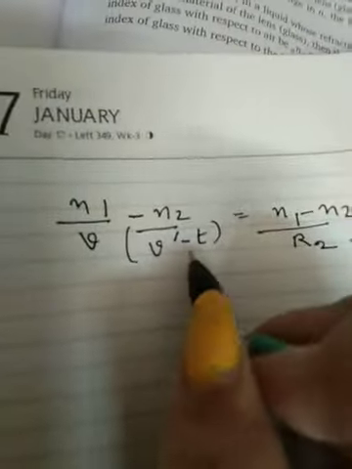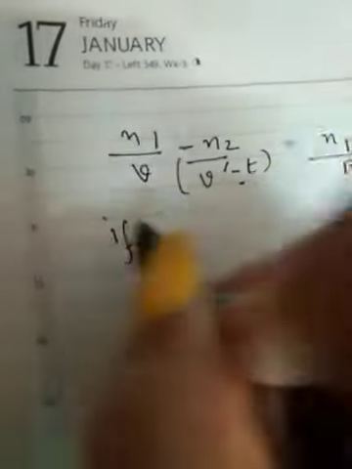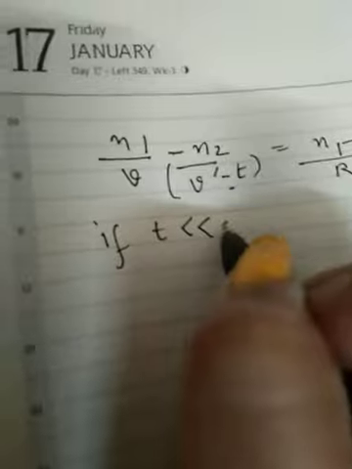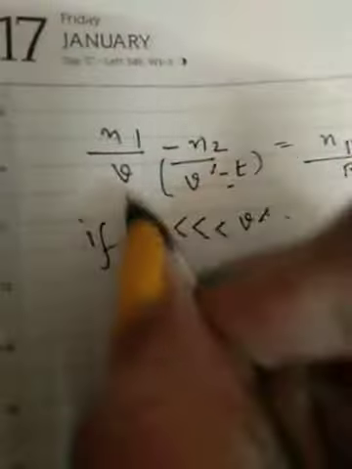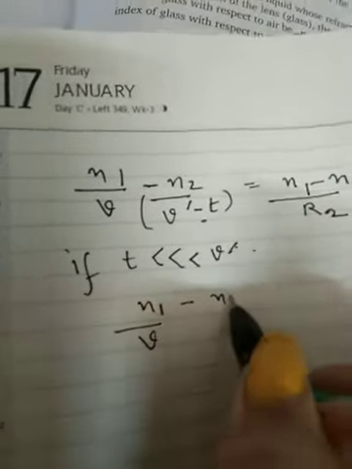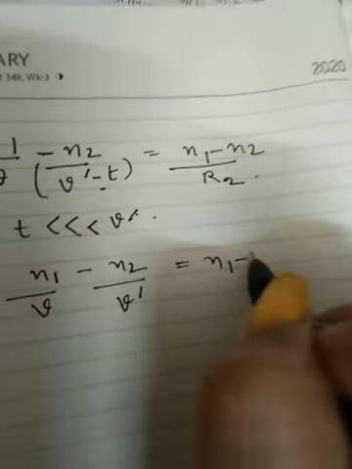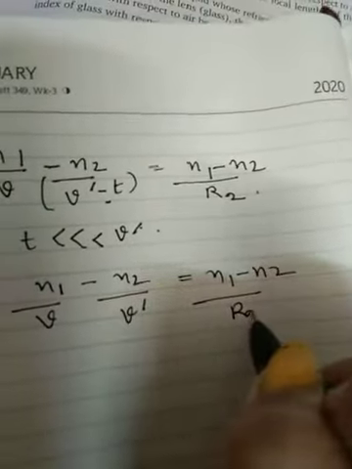Now since I have this T variable here, to remove this T, if my T is much less than V dash, of course T can be ignored, isn't it? Then this equation can be written as N1 by V minus N2 by V dash is equal to N1 minus N2 by R2.